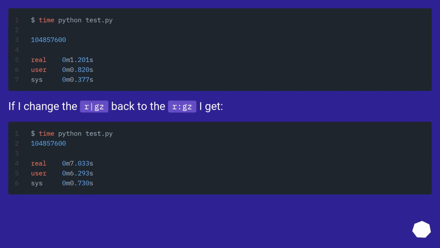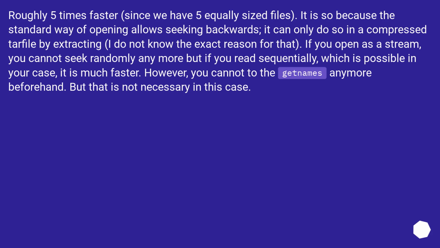If I change the vertical bar gz back to the colon gz, I get roughly 5 times slower, since we have 5 equally sized files. It is so because the standard way of opening allows seeking backwards. It can only do so in a compressed tar file by extracting. I do not know the exact reason for that.